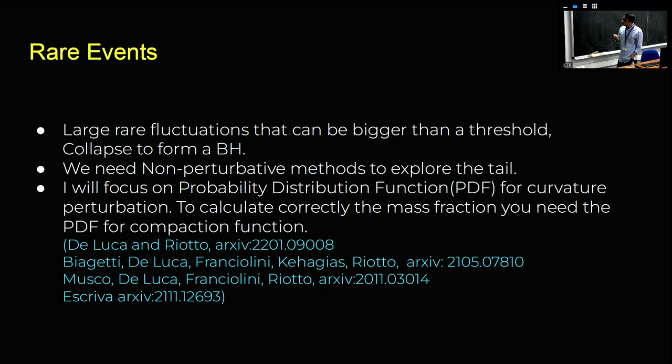Since by nature these fluctuations are large, we need non-perturbative methods to explore the tail of the distribution of the fluctuations. In this talk, I will focus on the probability distribution function for the curvature perturbation zeta. To calculate correctly the mass fraction or other related parameters for primordial black holes, you need the PDF for the compaction function or density perturbation, as nicely discussed in the following references.